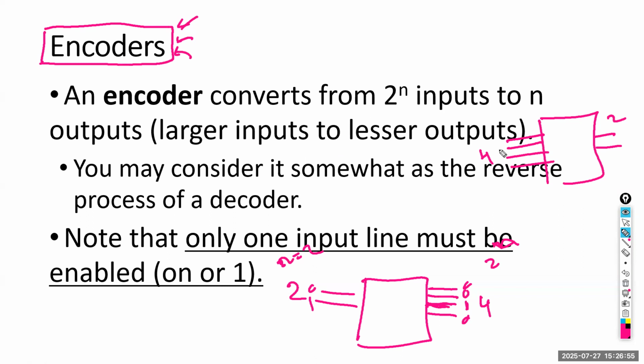But at least the arrangement is reverse. So encoder is, sorry, decoder is 2 to 4, encoder is 4 to 2. You have 2 to the power n inputs, n outputs.